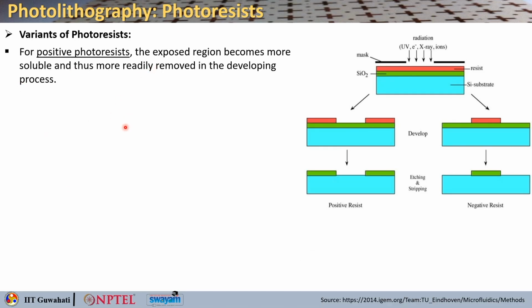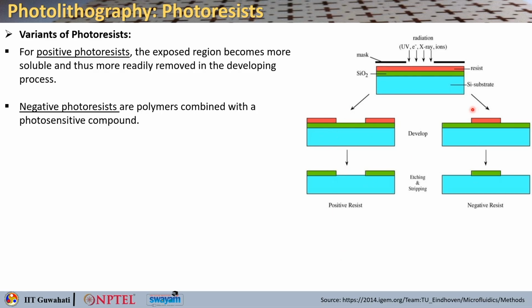So, as we discussed, there are two variants of photoresist. The one is the positive photoresist. So, there what happens, the exposed region becomes more soluble and that can be easily removed in the developing process. Okay. In the case of negative photoresist, it is the other way.